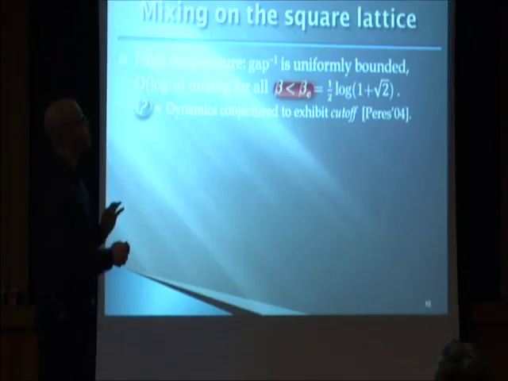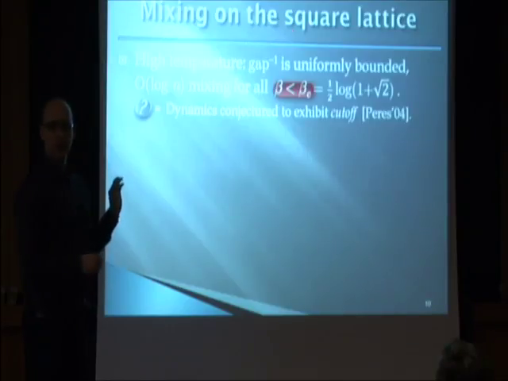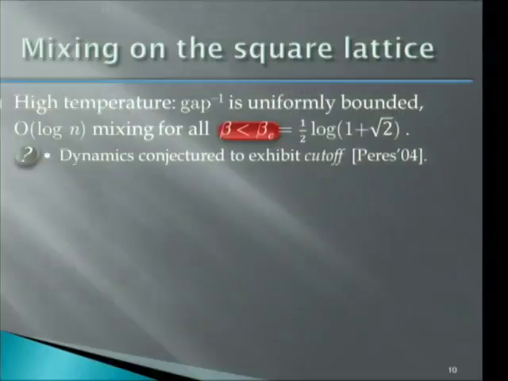So now we're just going to talk about the square lattice, just the square lattice in 2 dimensions. So to summarize, in high temperature, we know that the inverse gap is uniformly bounded. And we know that there's order log n mixing for every beta smaller than beta critical. This is beta critical. It's also kind of rare that we know the exact location of the critical temperature. That's another feature of 2 dimensions. It's a model that's exactly solved.